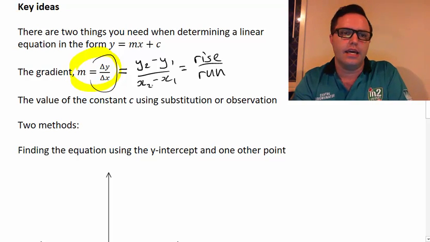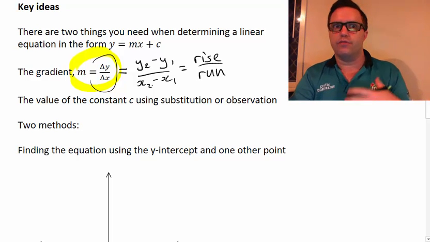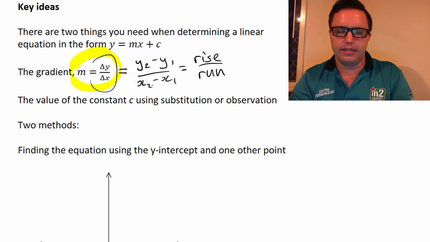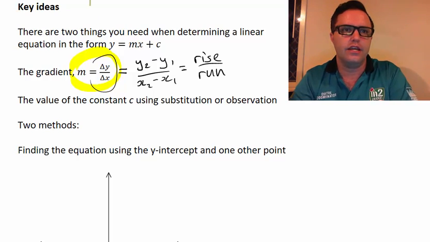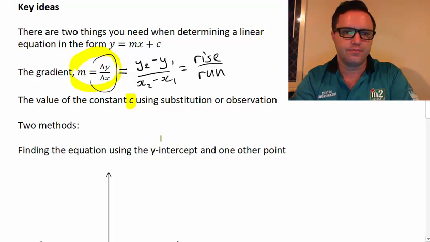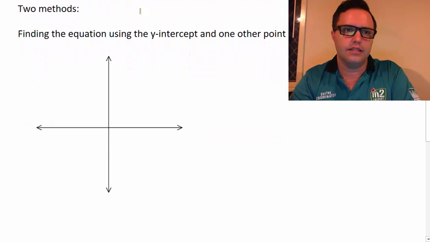Mathematicians are nice and lazy, and it sort of gets you in the mood for later on when we do calculus, where we can work out the gradient of far more complicated functions than linear functions. Okay, and the other thing that you need is the value of that constant c, and you find that using either substitution or by observation of some kind of graph. Okay, there are two methods, and one at the end that we'll look at to find our linear equation.